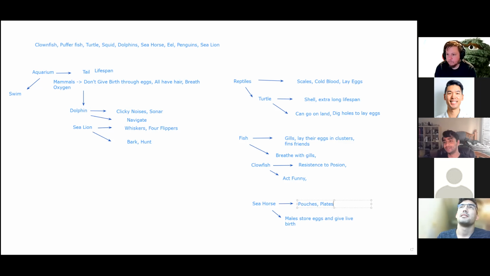Again, when in doubt, just use "is a," "has a," and noun versus verb. If it is a, then it's an inheritance relationship. If it has a, then it's a property relationship. If it's a noun, then it's going to be more of a property. If it's a verb, it should be more of a function or a method.